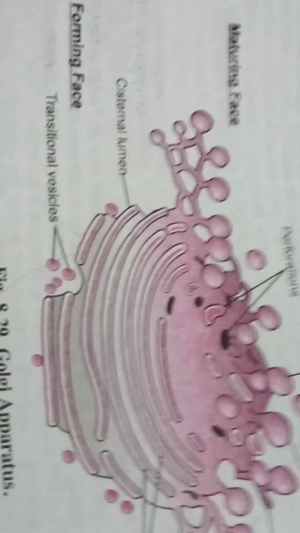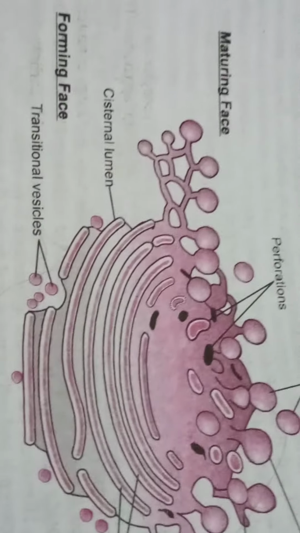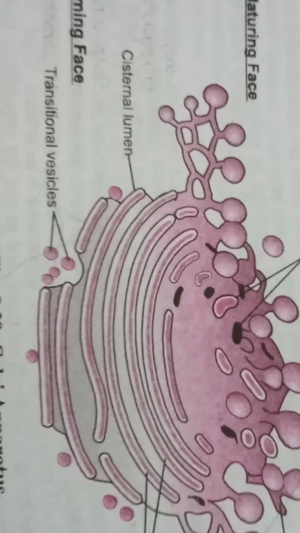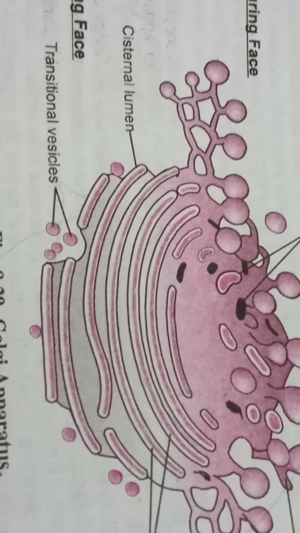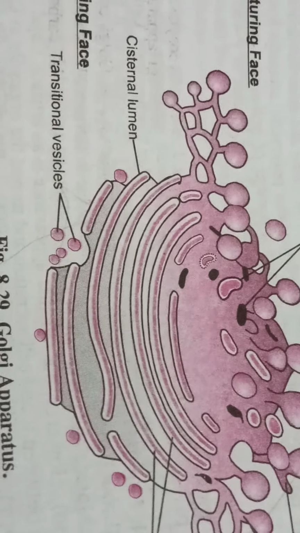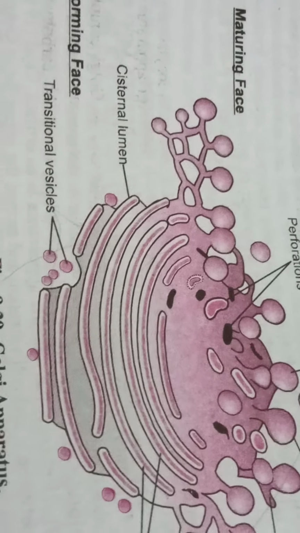Okay, now the second structure, that is the tubule. These are the tubules which are present in the Golgi apparatus. They form complicated networks towards the periphery, and they are interconnected with different cisternae.